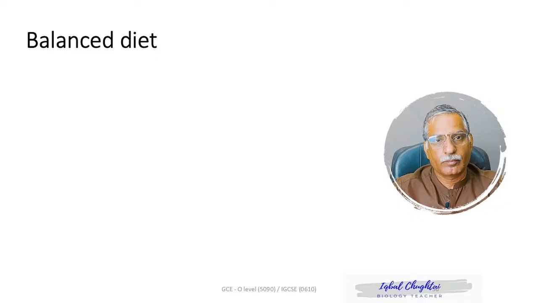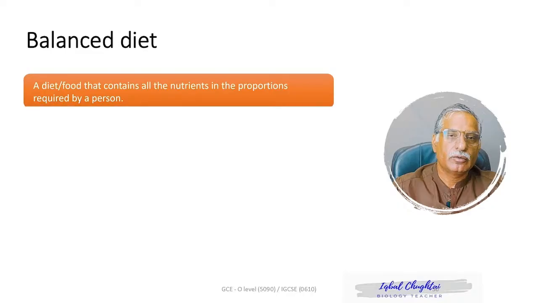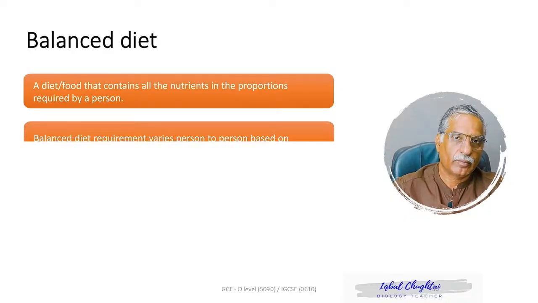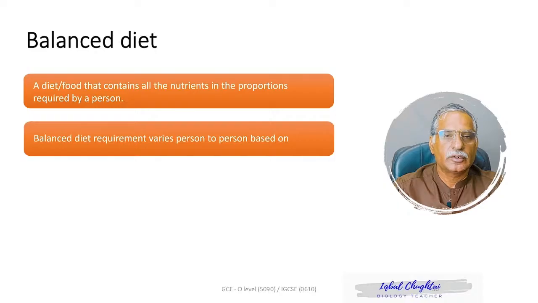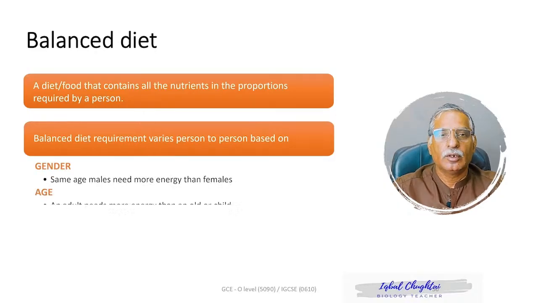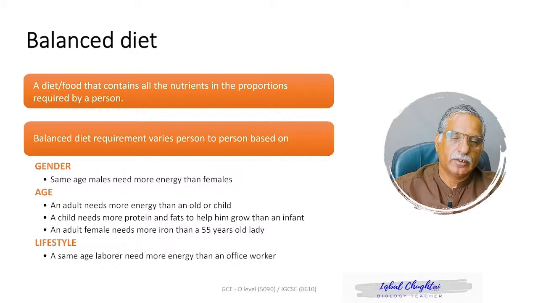Balanced diet. A diet that contains all the nutrients, and these nutrients are present in the proportions required by a living organism, required by a human. A balanced diet contains all the nutrients in a specific ratio, and this specific ratio is needed by that person. The ratio of these nutrients in the balanced diet can vary from person to person. And this variation depends on lifestyle, age, and gender.